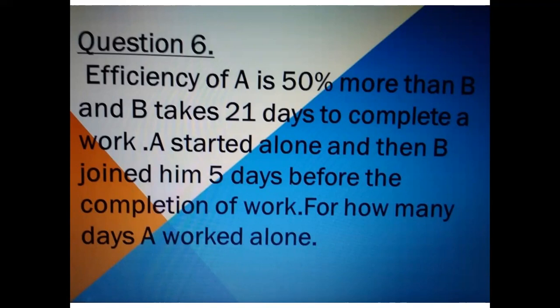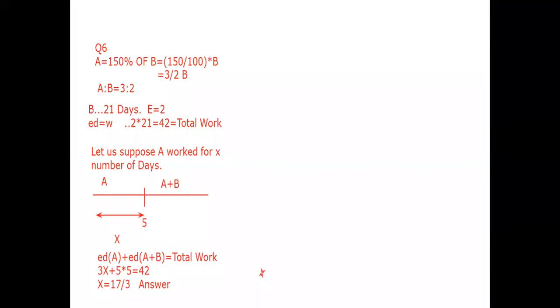And then A started alone, and then B joined him 5 days before the completion of the work. So it means for the last 5 days, A and B both worked. Yes or no? So you can understand it with the help of this diagram also. Let us say A worked for X number of days here, and 5 days before the completion of the work, B joined. So in the last 5 days, A and B worked together.